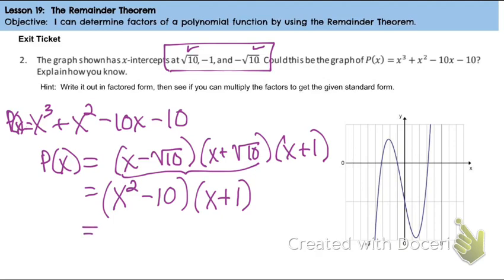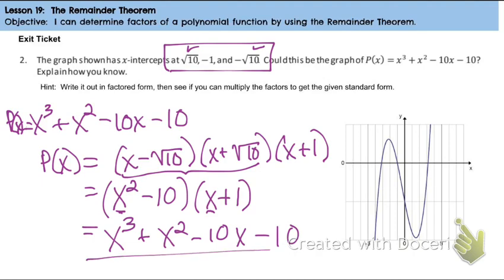So I'm just going to FOIL this out. So first, because you can FOIL binomials, is x cubed, outside x squared times positive 1, sorry about that, inside minus 10x, last negative 10 times 1 minus 10, and they match, yes.